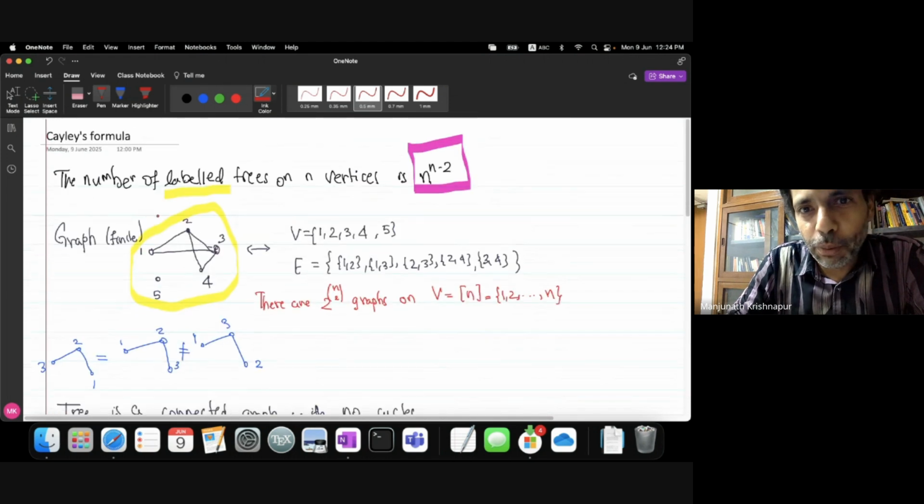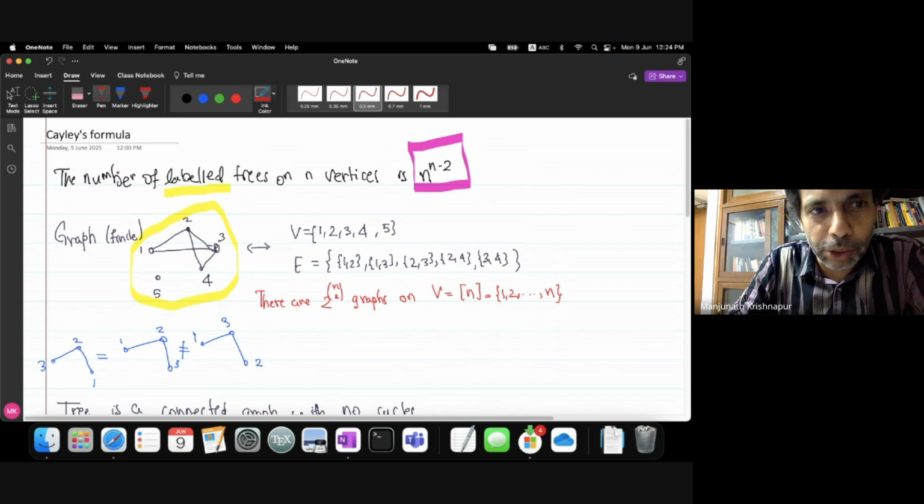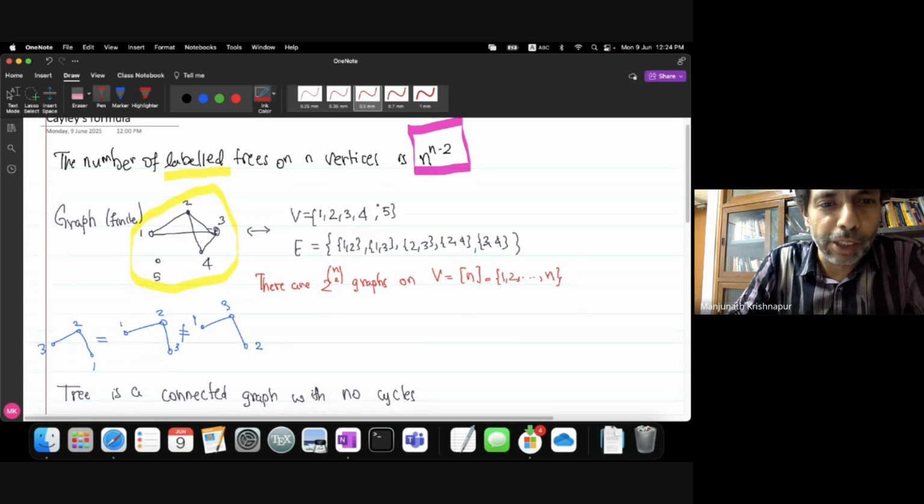So I'm asking, we want to show the number of labeled trees on n vertices, 1 to n, is n to the n minus 2. I'm asking what is a set which is naturally counted by n to the n minus 2.